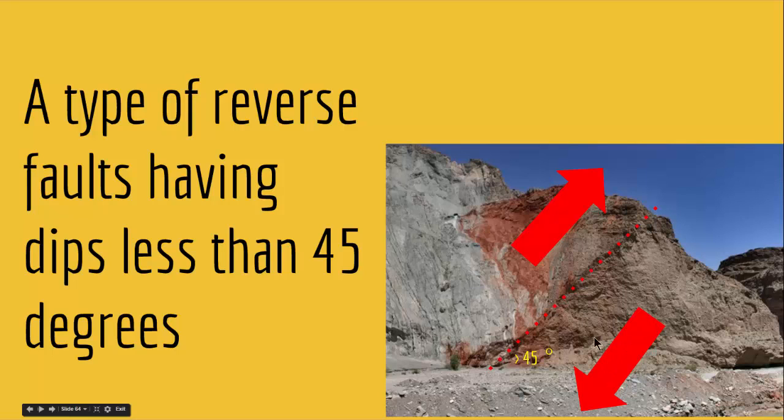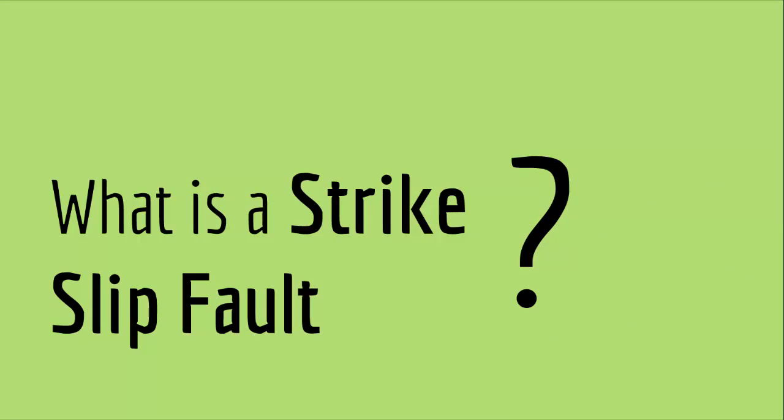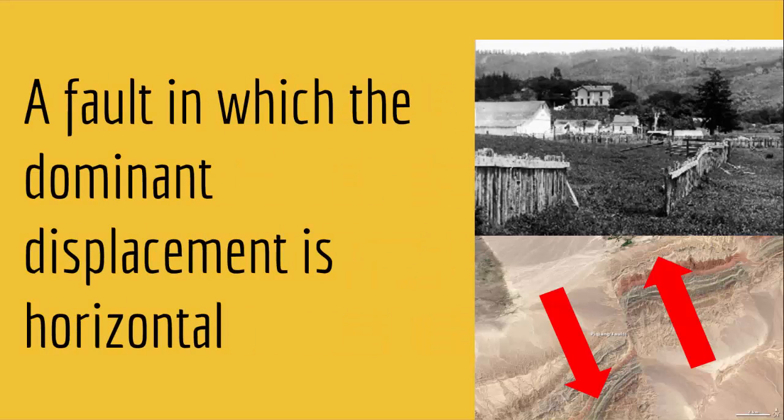In reverse faults, the hanging wall goes up while the footwall goes down, but the angle of the fault is less than 45 degrees. So now let's look at strike slip faults. Well, what is a strike slip fault? Well, strike slip faults are faults in which the dominant displacement is horizontal.